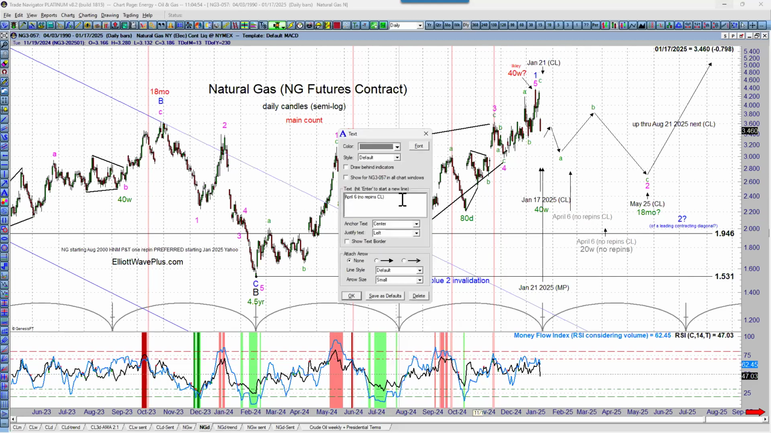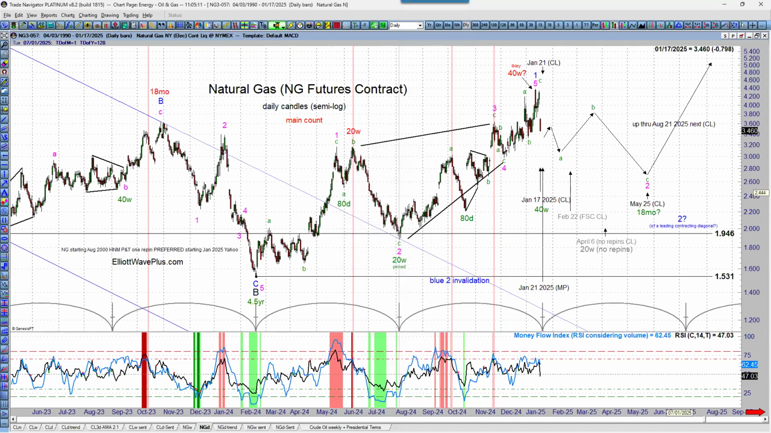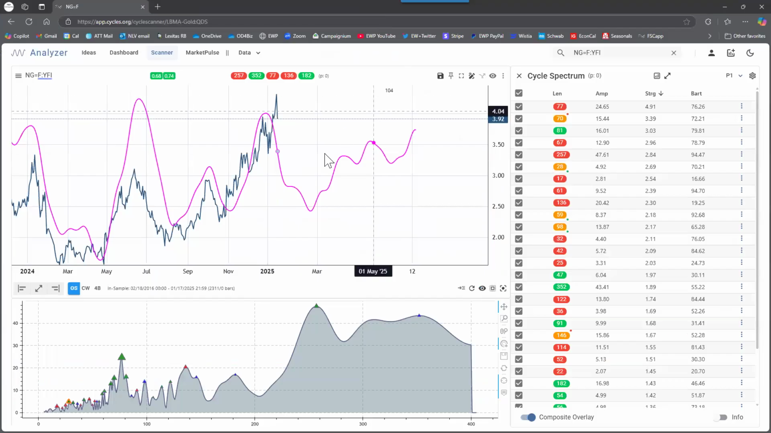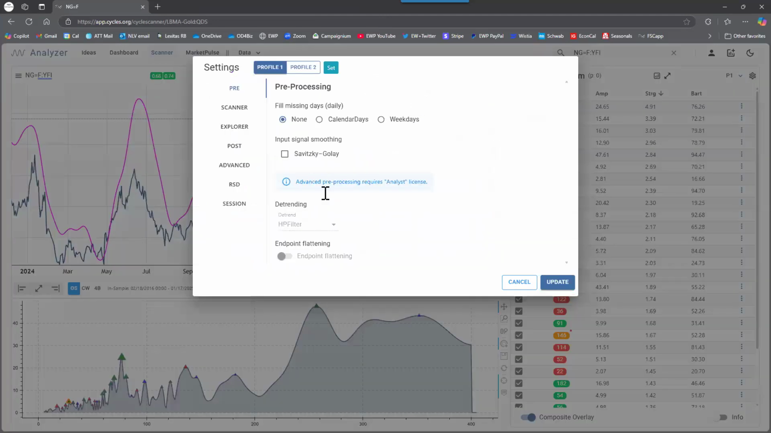Now Feb 22, that's a FSC composite line. And I think it's worth noting that it is bullish out of that. Okay, we're going to have it look forward a little further.